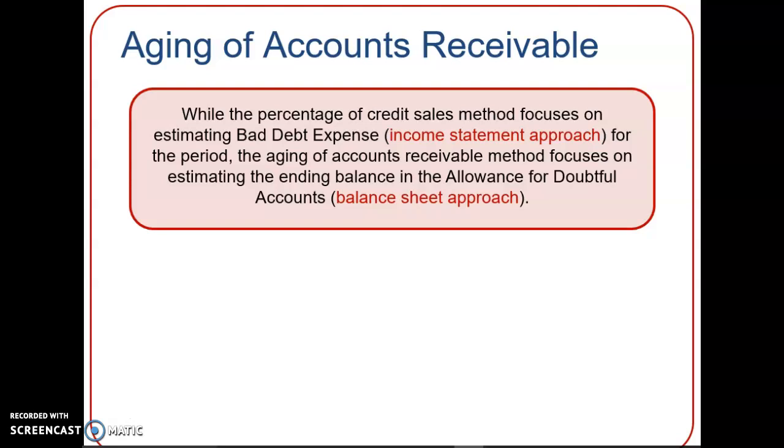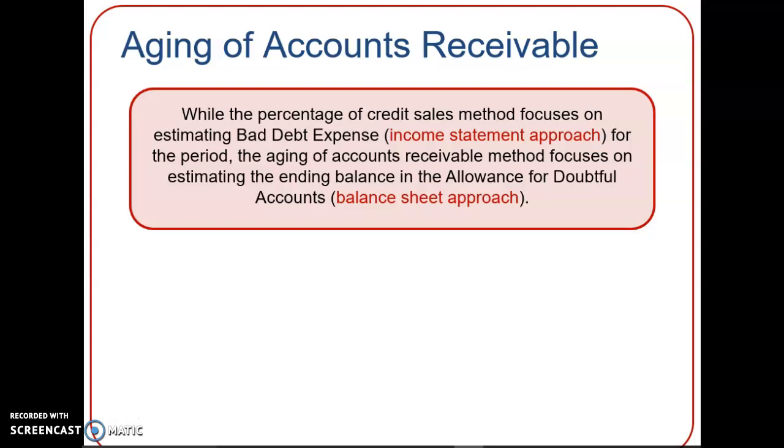But this method, compared with the other method, remember the percentage of credit sales method, is a little bit more complicated, but the benefit is that this method is more accurate in estimating bad debt expense. But it does come with its cost: it's slightly more complicated to estimate, and from the accounting journal recording perspective, a little bit more complicated than the percentage of credit sales method.